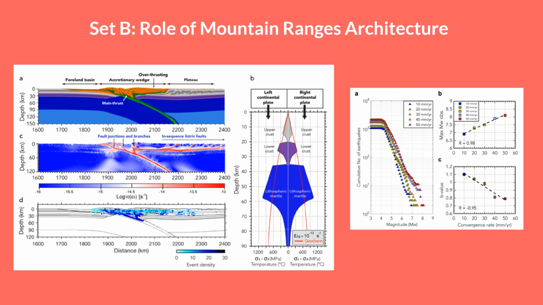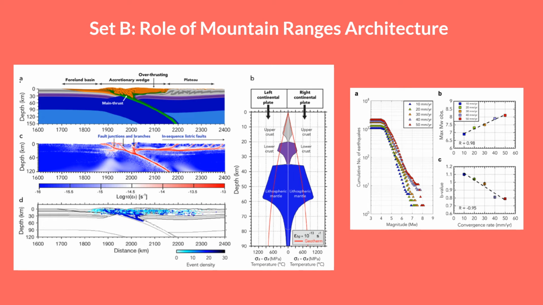So the results from the role of mountain range architecture, which comes under set B, are something like this. Now the A part corresponds to the composition map showing the orogenic wedge development. The B part is basically the 1D strength envelope profile, the C part is the strain rate map, and the D part is basically the rupture event density map. From these results, we can clearly illustrate that the thermal and crustal properties affect the structure and geometry of collisional orogens, and thereby their spatial distribution of seismicity.